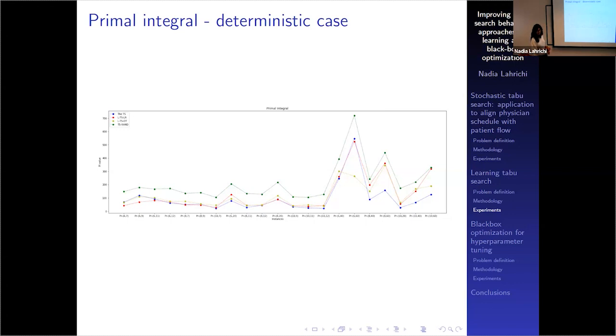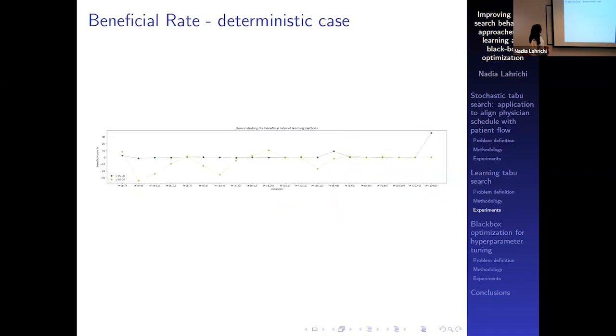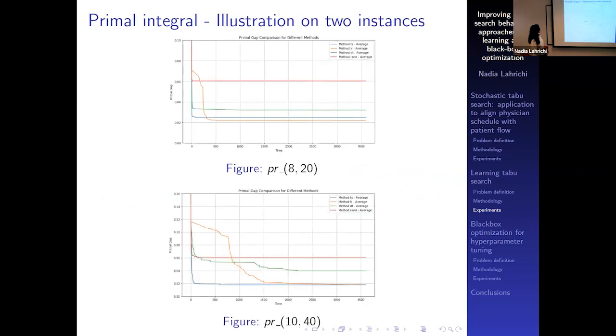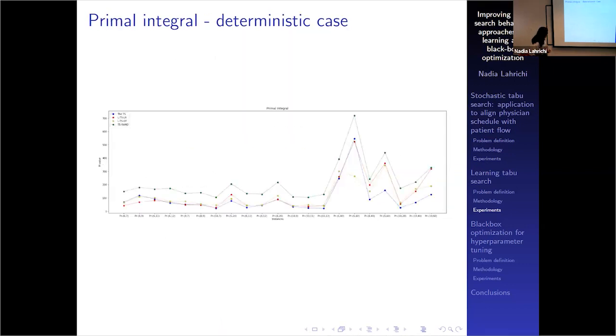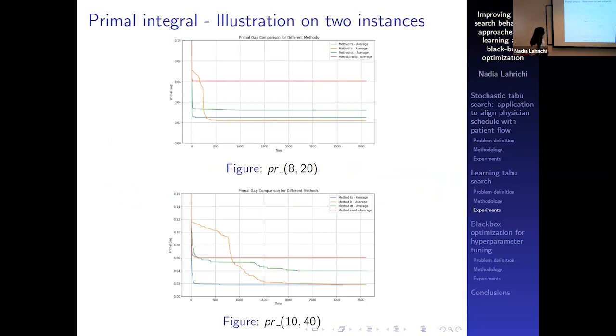But even when we're not good, I'm just going to skip this, and you look at two instances. Here is one example, 820. Where is it? 820 is here, so it is similar. And I have 1040. And the 1040 was on the part where we were not good, okay? So what happens? You see the blue is the TS. It goes super quickly, and then it has the best solution, and that's it.